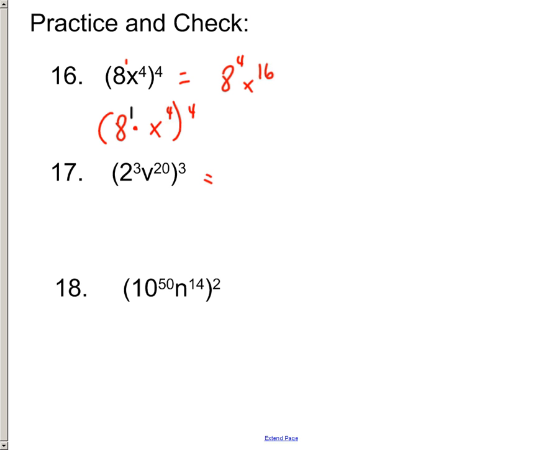All right, here's the second one. 3 times 3 is 9, so that's 2 to the 9th. 3 times 20 is 60, so 2 to the 9th, v to the 60th. And here we go for 18. 2 times 50 is 100, so 10 to the 100th power. Didn't mean to make that little dot there. And 2 times 14 is 28. Trying to show you my multiplication there. Is n to the 28th power.